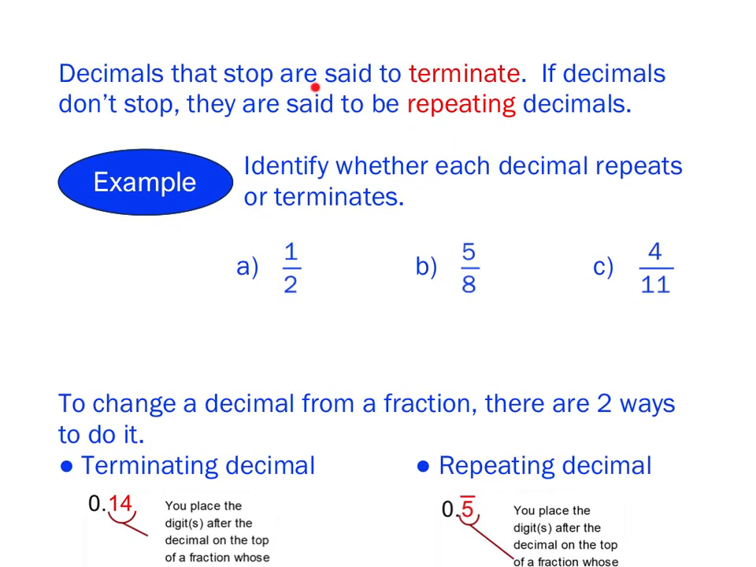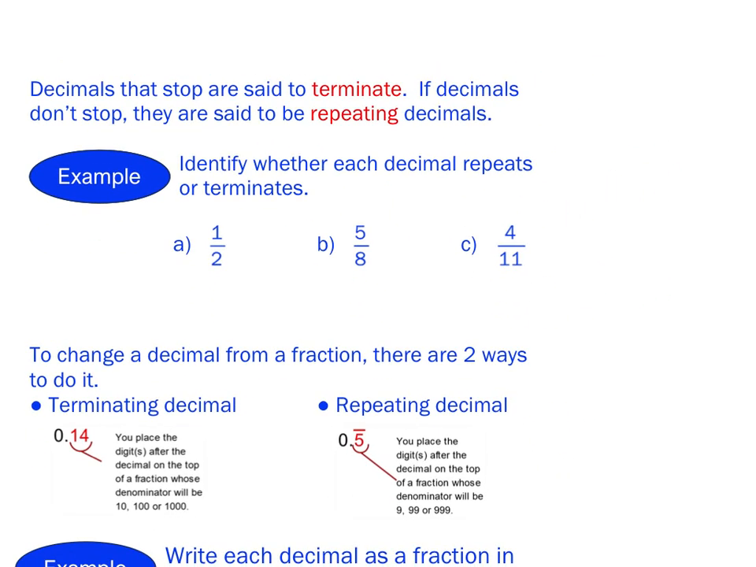Decimals that stop are said to terminate. If decimals don't stop, they are said to be repeating decimals. So for example, 1/3 is 0.3 repeated, that's a repeating decimal. But 1/4, which is 0.25, terminates because there are no digits after the 5.